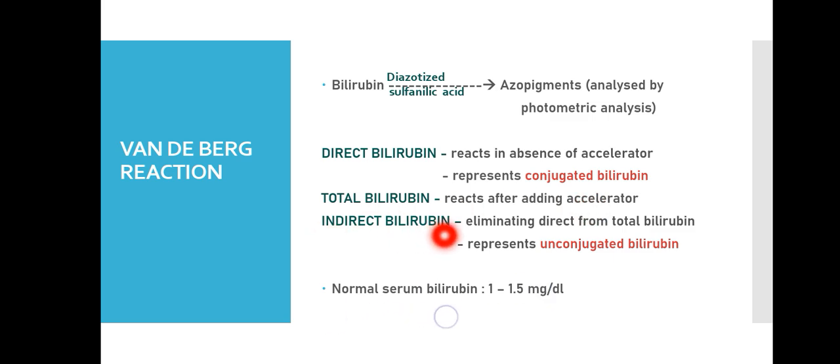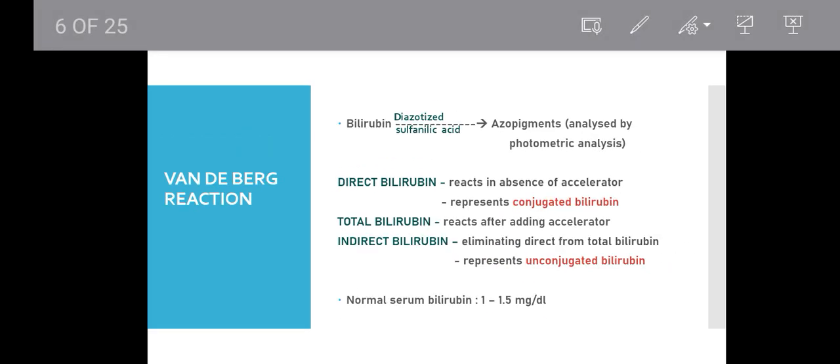Indirect bilirubin is obtained by subtracting the direct from the total bilirubin. This represents the unconjugated bilirubin. Total serum bilirubin is 1 to 1.5 mg per deciliter. Now, delta bilirubin or biliprotein.